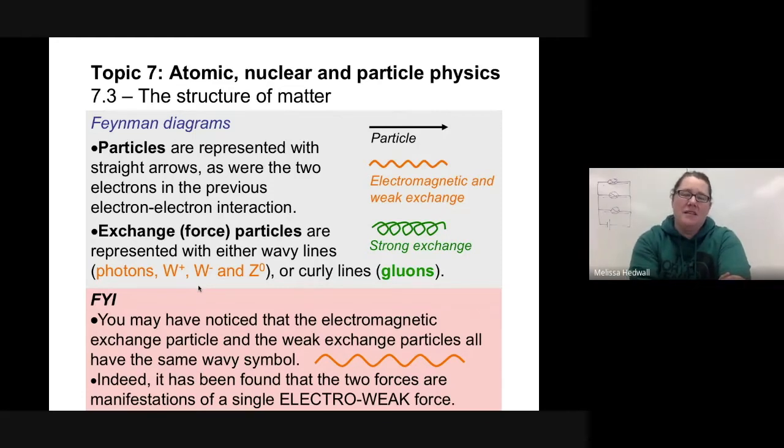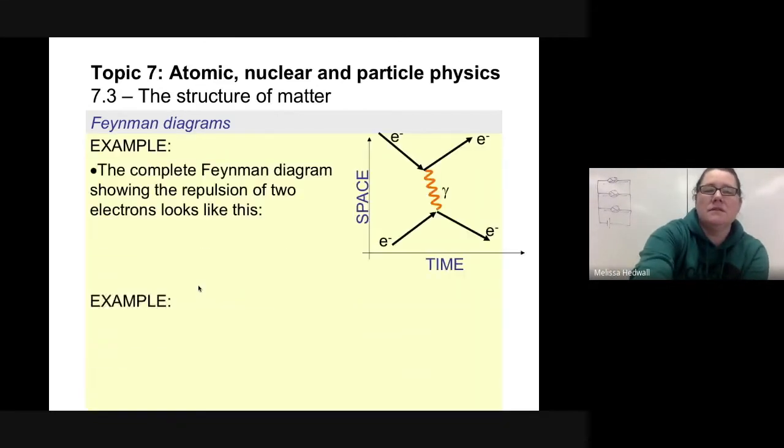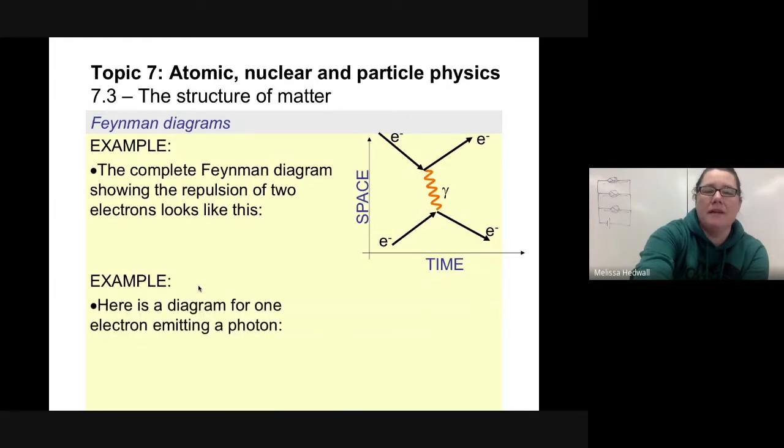Discussion that they come from a single force, it's called the electroweak force. So it's a sort of a combination of the two. Therefore, they can be represented as such. We'll see the weak force in our transitions, particularly when we're dealing with beta decay. So let's look at what's happening here.